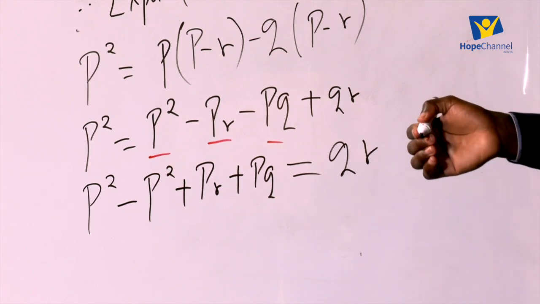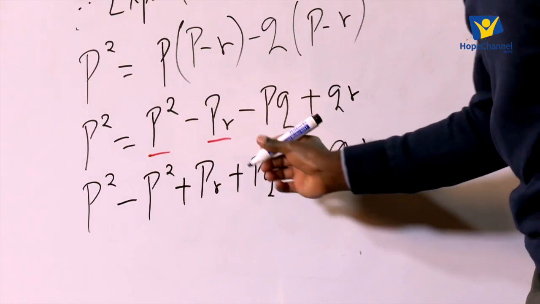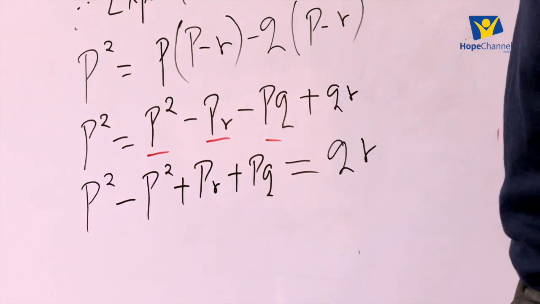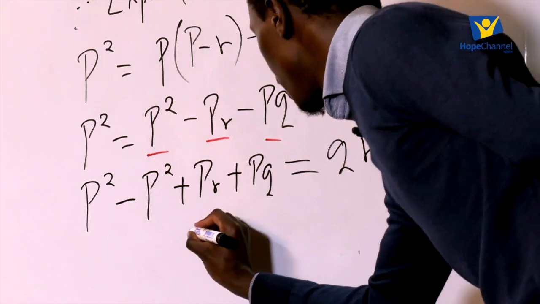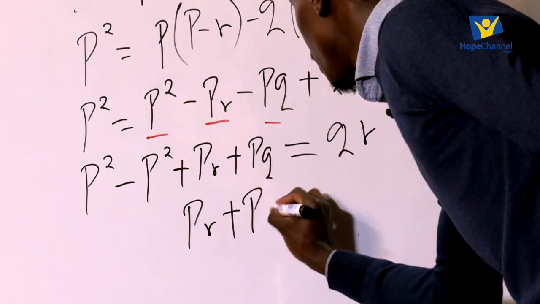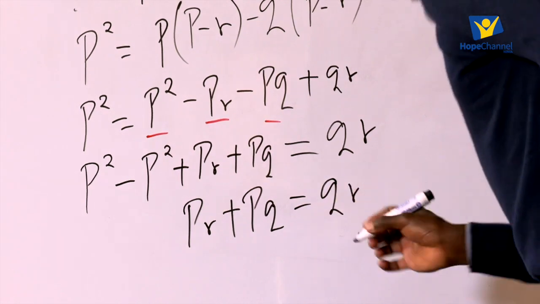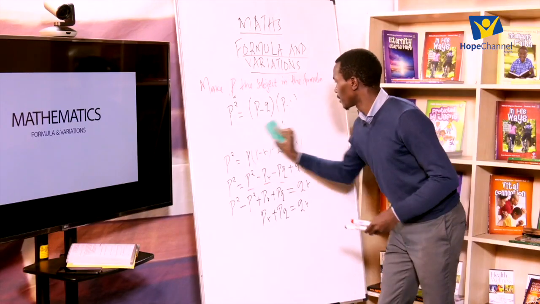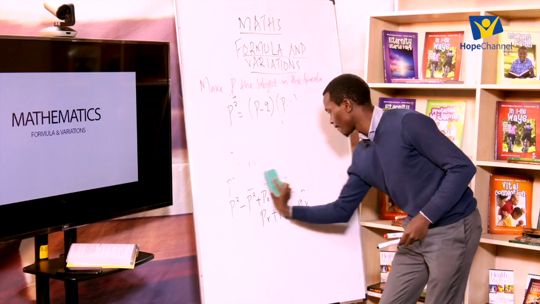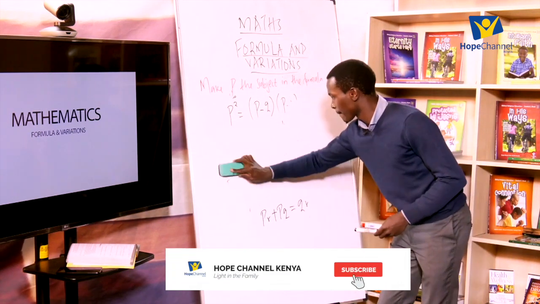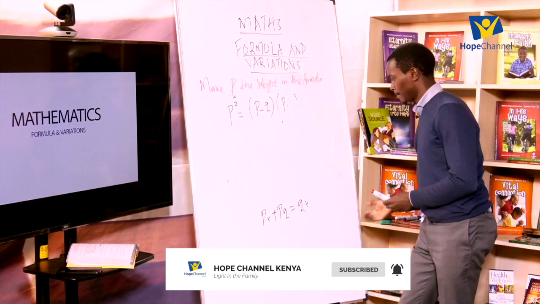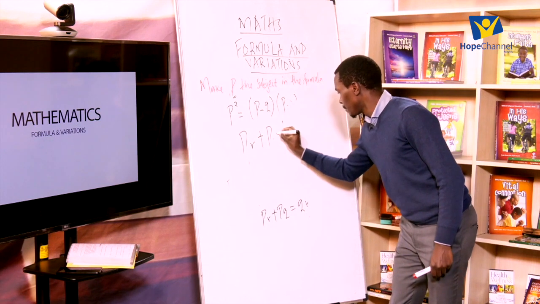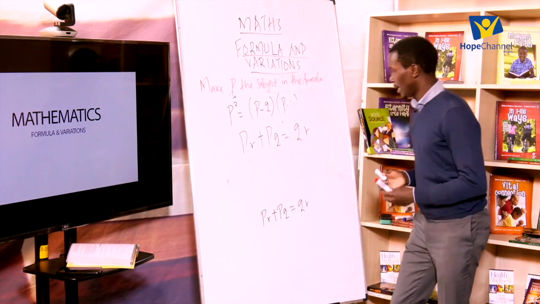Now, after doing that, I think it is so easy to work on p. We're going to simplify first. P squared minus p squared, obviously it's 0. That is like 1 minus 1, which is 0. And then now we remain with pr plus pq being equal to qr. Let's create more space by cleaning the initial part that we don't need. So we have it as pr plus pq is equal to qr.